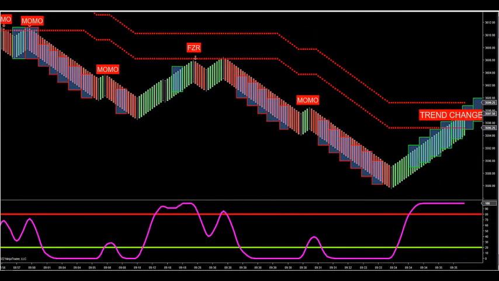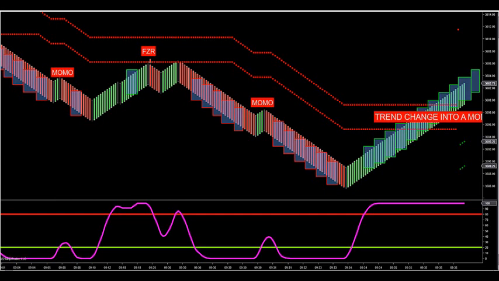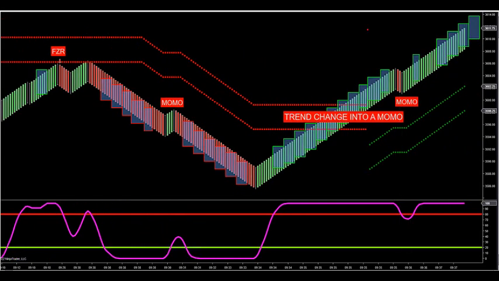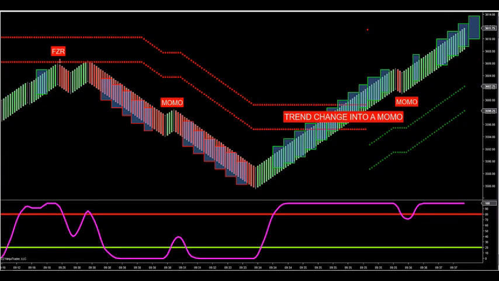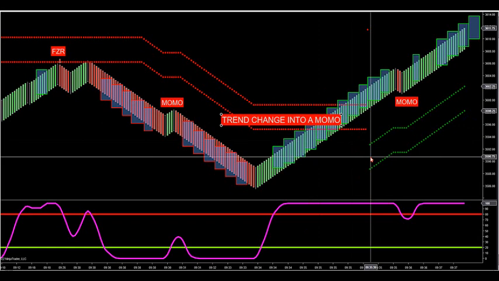I want to show you what the trend change is. Come up. Once you get a trend change, now this happens a lot on smaller time frames. Once you get a trend change, trend change into a MOMO. Look what happens. Now I got green reversal bars. I mean green ATRs.